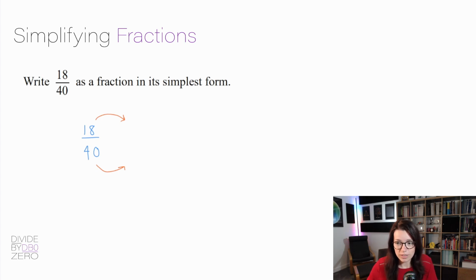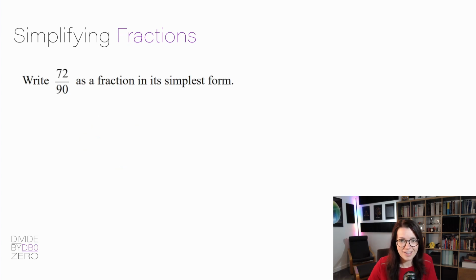So in this case, we could divide the top and the bottom by 2 because 2 goes into both 18 and 40, and that would give us 9 over 20. And that is the simplest form because there aren't any other numbers that go into both 9 and 20, so we can't do that division process again. Let's have a look at another example of this.